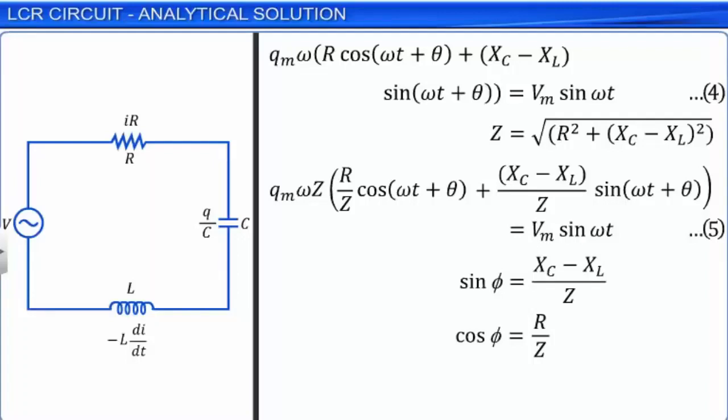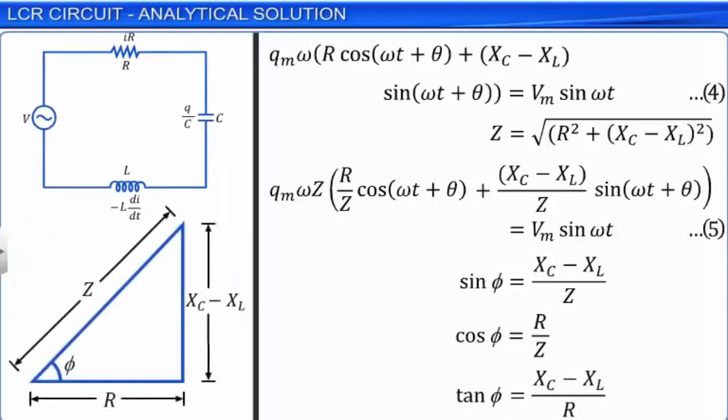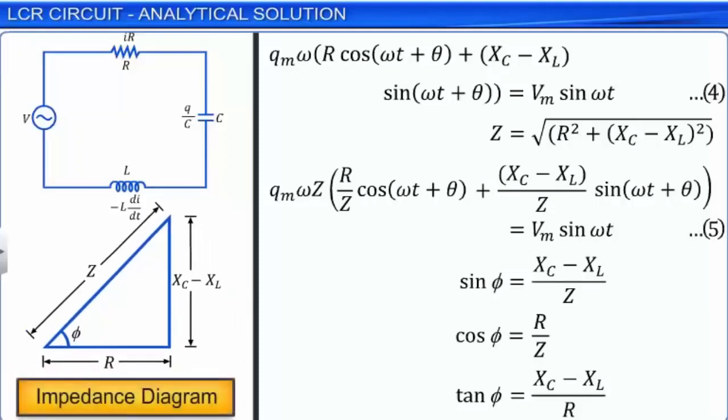Now, sin phi by cos phi will be equal to tan phi, which will be equal to XC minus XL by R. If the relations between Z, R, and XC minus XL are represented through a diagram, they form a right-angled triangle as shown. This is called the impedance diagram. From the impedance diagram also, we observe that tan phi is equal to XC minus XL by R. Hence, we get the same relation for phi as was obtained through the phasor approach that we learned earlier.